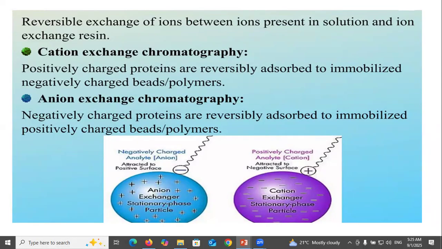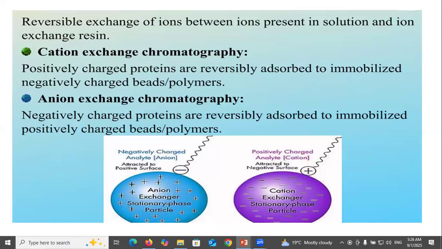A reversible exchange of ions between the ions present in solution and ion exchange resin. Cation exchange chromatography: positively charged proteins are reversibly adsorbed to immobilized negatively charged base polymers. Anion exchange chromatography: negatively charged proteins are reversibly adsorbed to immobilized positively charged base polymers. Just opposite.